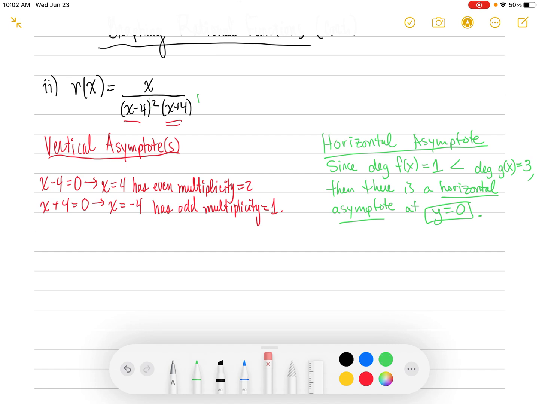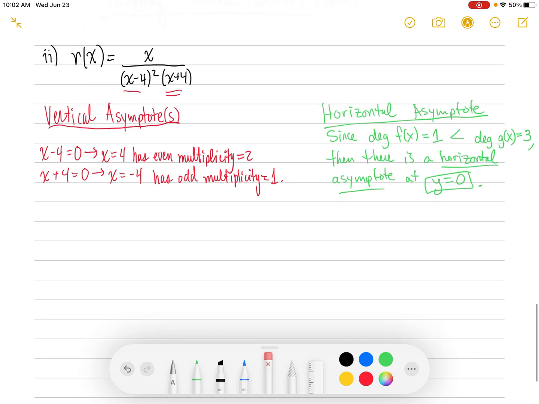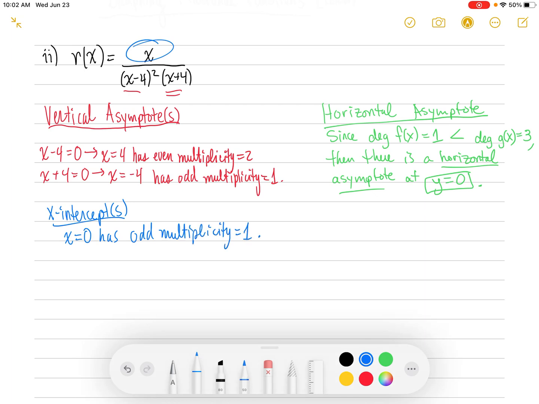Horizontal asymptote at y equals 0. Okay, so y equals 0 is just the x-axis if you graph that horizontal line. All right, so also we want to find any x-intercepts, also called zeros or roots. To do that, you take your numerator factors and set them equal to 0. So we just have x equals 0. Hey, that really doesn't require solving. That has multiplicity 1. It has odd multiplicity.